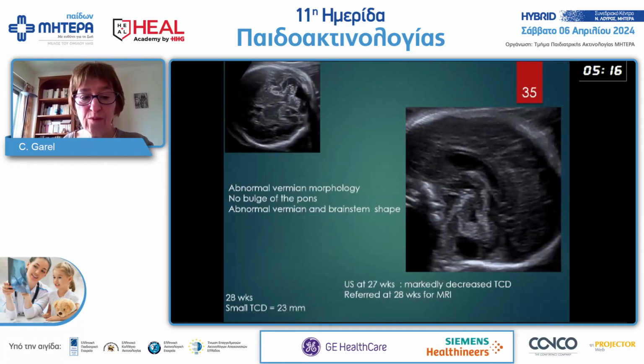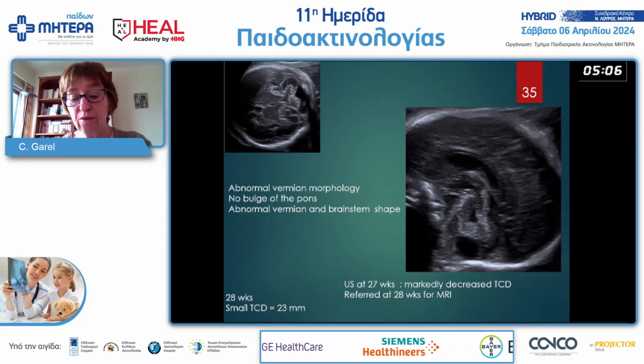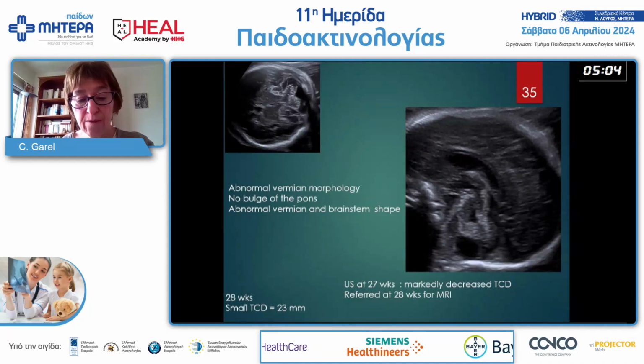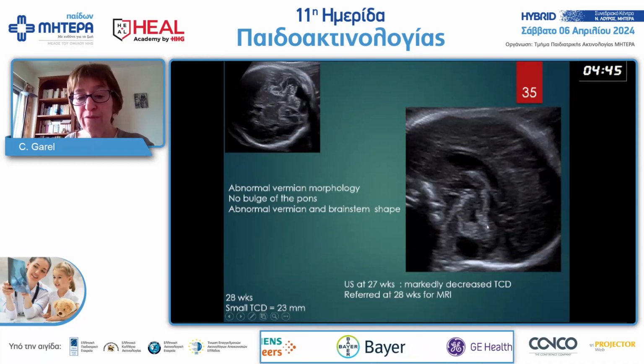Another case of abnormal vermis morphology. This woman was referred for MRI because of marked decreased transverse cerebellar diameter, and you can notice that the cerebellum is small in size, but you can also notice on this sagittal view that there is no bulge of the pons, and there is an abnormal shape of both the vermis and the brainstem.